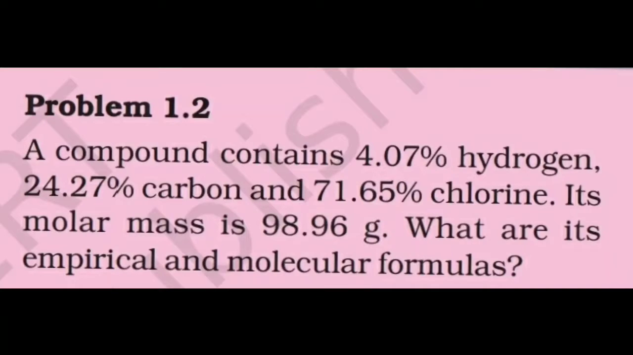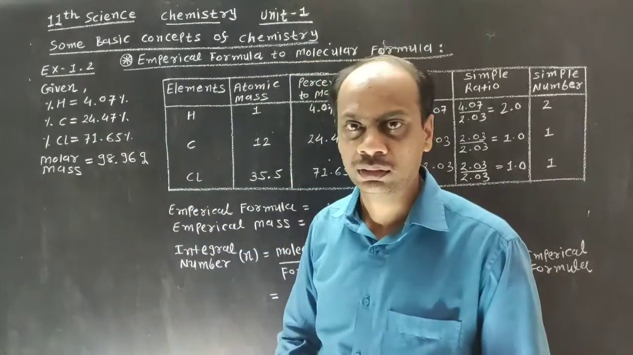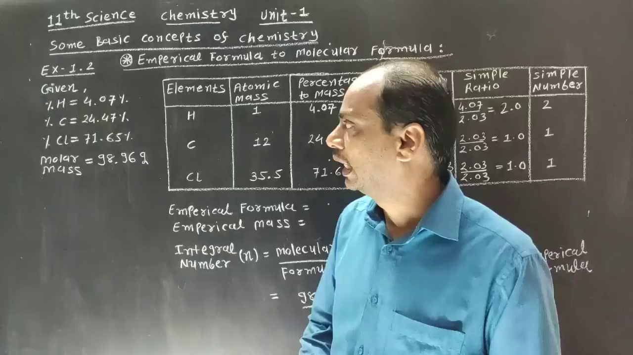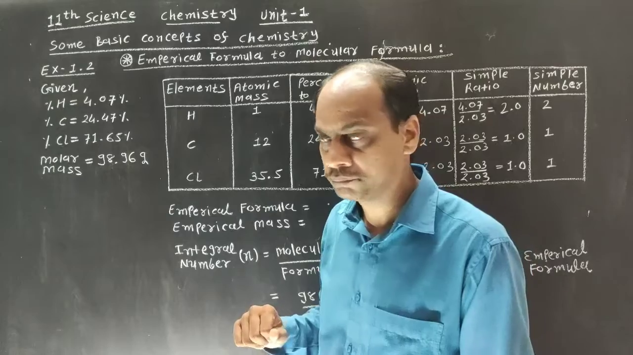Let's calculate problem 1.2. A compound contains 4.07% of hydrogen, 24.27% of carbon, and 71.65% of chlorine. Its molar mass is 98.96 gram. So we have to calculate the empirical formula and molecular formula from the given data. Okay. Now, let us calculate example number 1.2. From the question, I have written the given data.